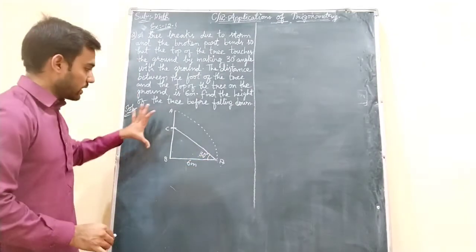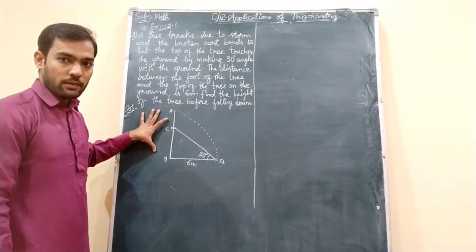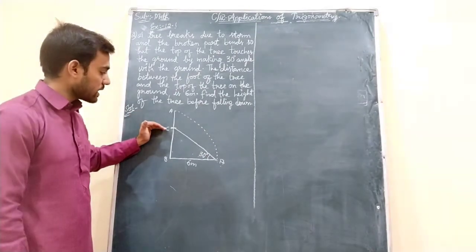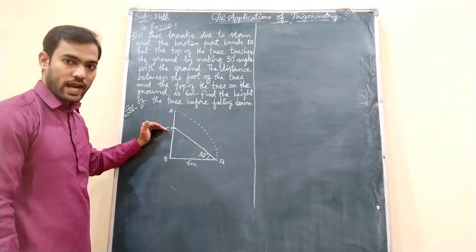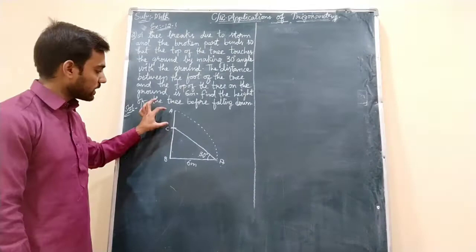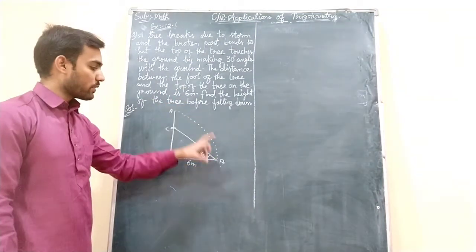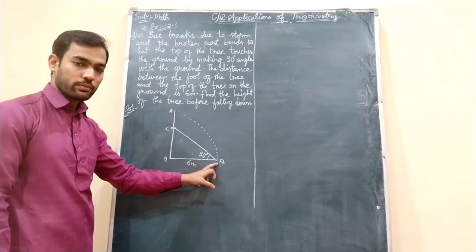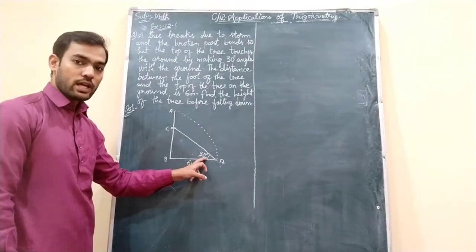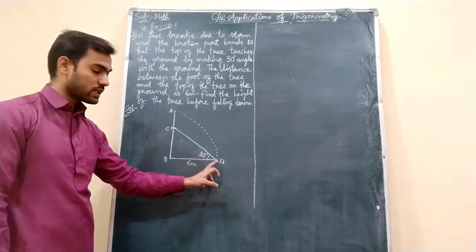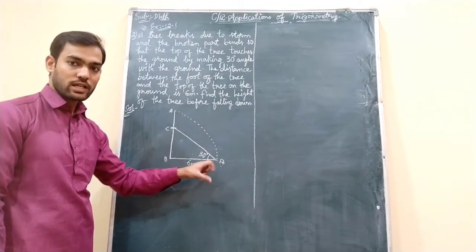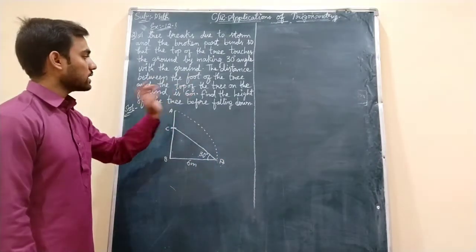Understand, students? This was the tree standing. Because of the storm, it has broken from here. At C, it has broken, and this broken part has been bent like this. And this is the top of the tree which is touching the ground now, making 30 degree angle with the ground. And the distance between this foot of the tree and the top of the tree which is touching the ground is 6 meter given in the question.